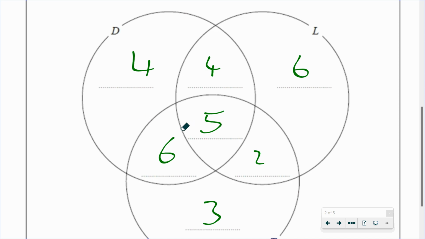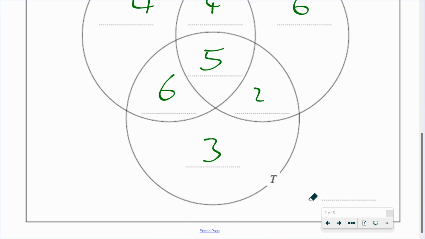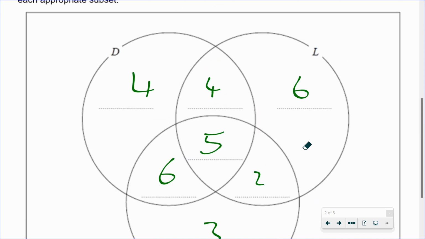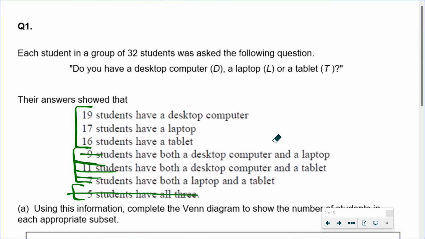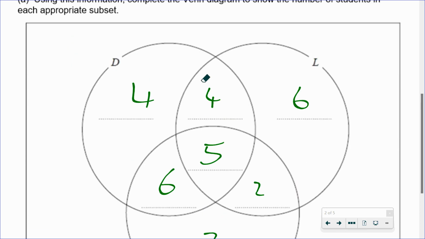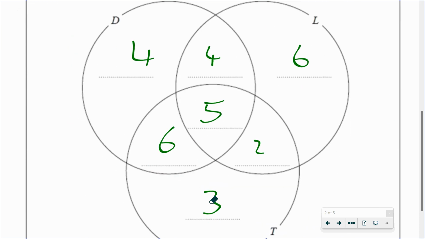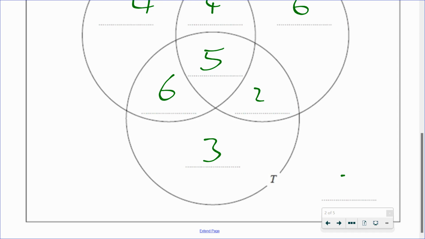So we're almost done. But notice a little sneaky dotted line here for the people who are not in this group. We notice the final bit of information, or the first bit of information really, is that there's 32 students. If you were to add up all of these numbers here, you would actually get 30. And that means that there's 2 left over. 32 take away 30.